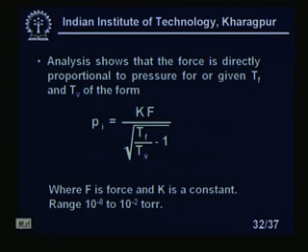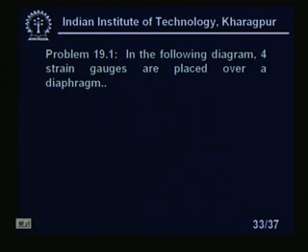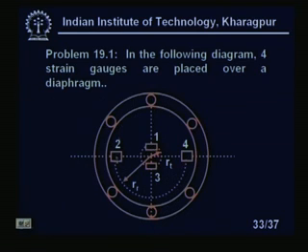Right. Now, let us solve a problem on the diaphragm gauge. In the following diagram, 4 strain gauges are placed over a diaphragm. We have seen this already, with the Rosette, these types of things. So 2 strain gauges, to and fro, will sense the radial strain, and 2 strain gauges at the center will sense the tangential strain, right.